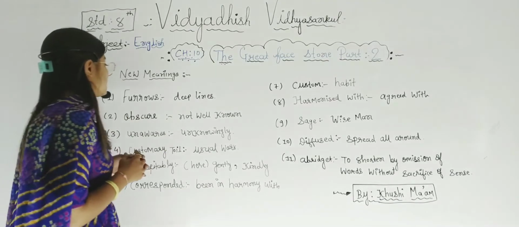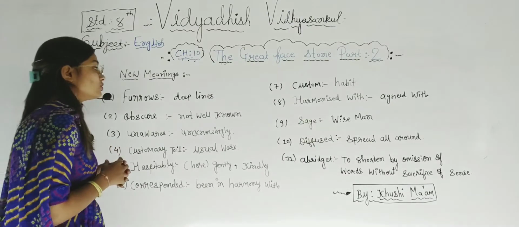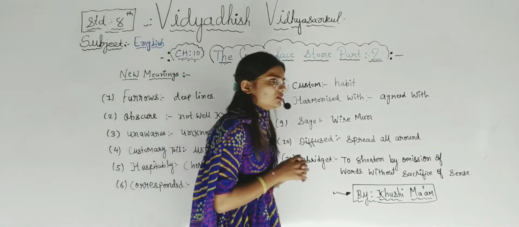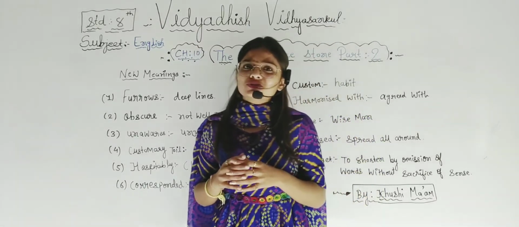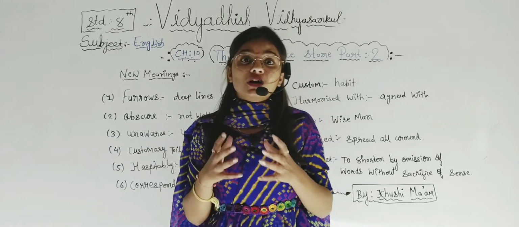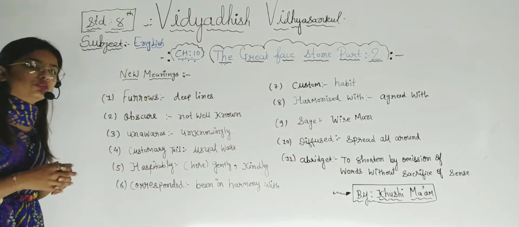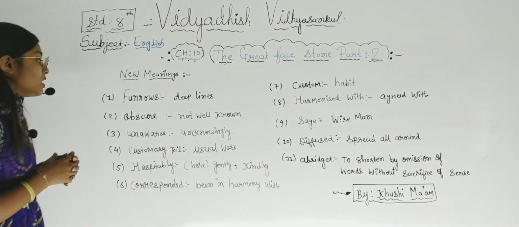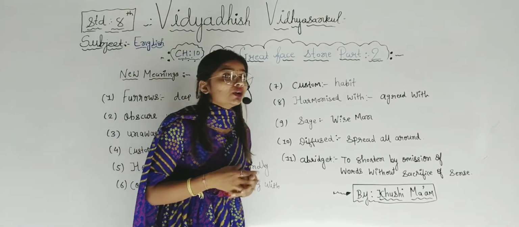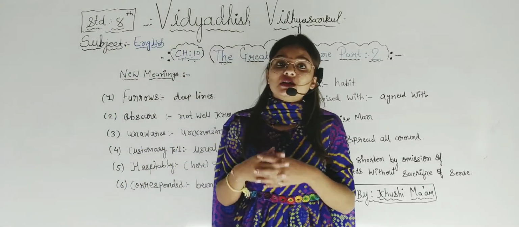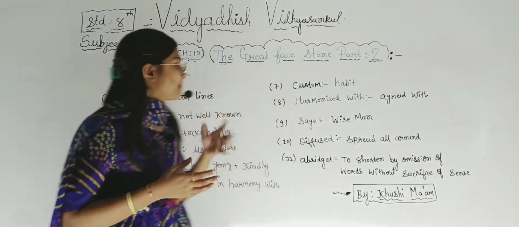Second one is obscure. What is the meaning of obscure, students? Obscure means not well known. Some people are very silent, right? So they are not known by all the people, all the public in our society. So that is like not well known. Next is unawares. Unawares means unknowingly. We don't know everything about anyone, about anything, right? So it is unknowingly.